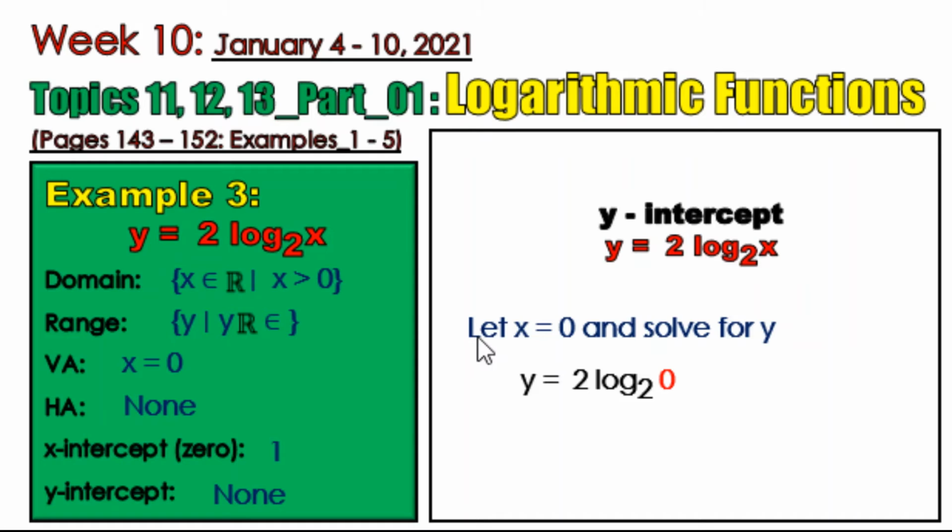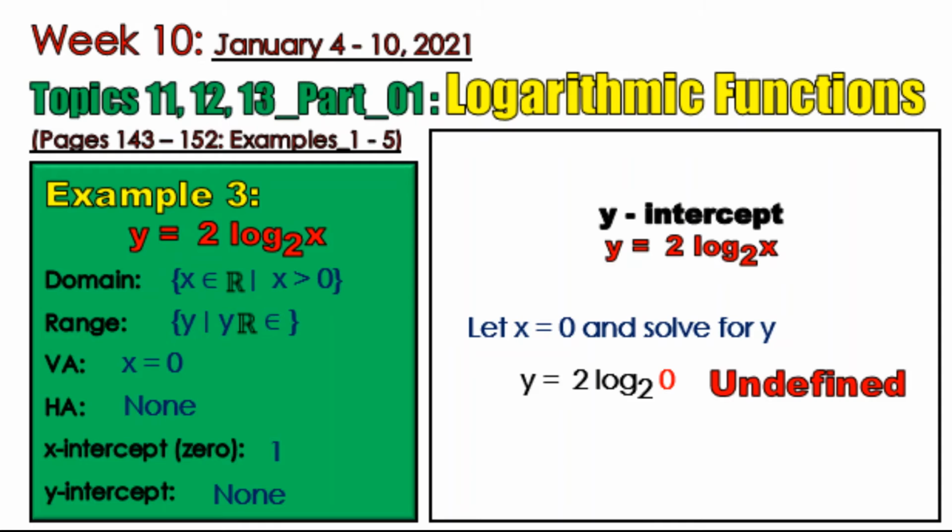The definition of your y-intercept is the value of your y when your x is 0. So to solve for the y-intercept, we let x be equal to 0 and solve for y. Substituting the value of x, we have y is equal to 2 logarithm of 0 to the base 2. But remember, we cannot have 0 as the value of your x, because the value of your x will always be positive. So therefore, we have no y-intercept for this, and you would expect that the graph will never intersect the y-axis. Okay, that is for example number 3.